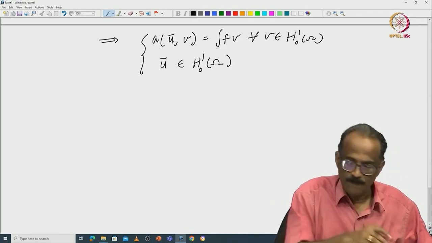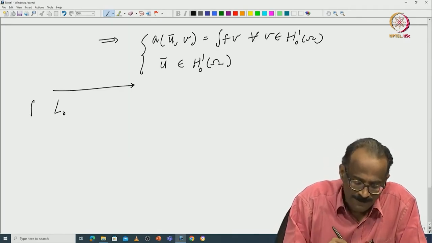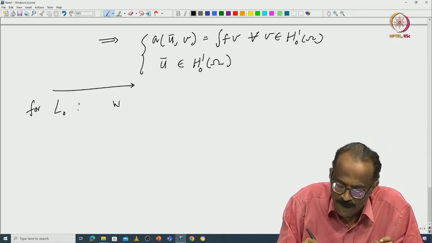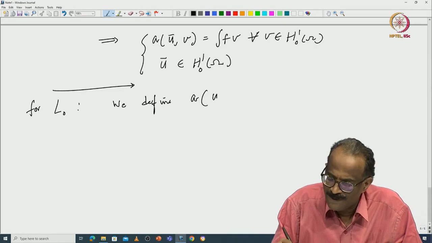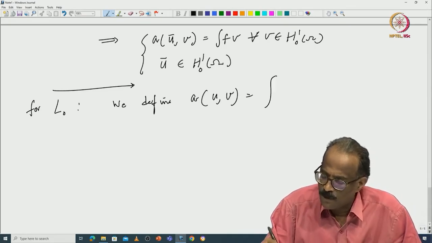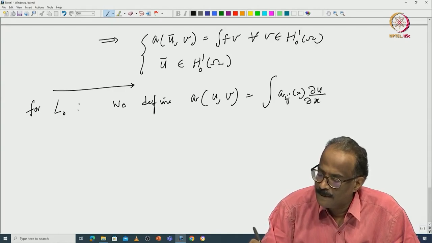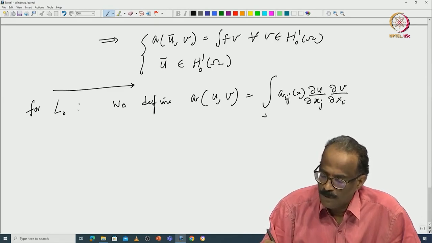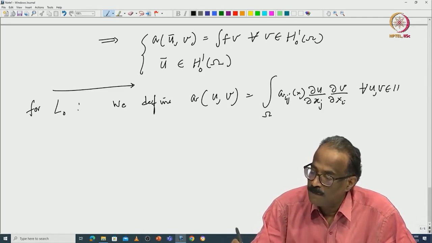But we are going to do it for more general cases. The same thing we can do for the operator L naught. We define A(u, v) equal to the integral of a_ij of x, du by dx_j, and dv by dx_i, over omega, for all u, v in H1 naught of omega.